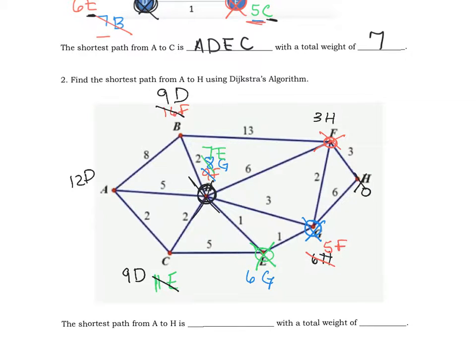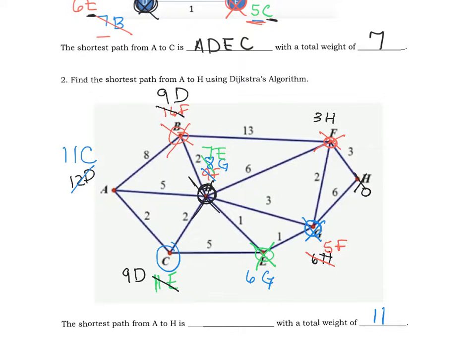D's been visited. Let's go and look at the B. 9 plus 8 is 17, which is no better than that 12. So we'll mark that as visited. Now let's look at the C. 9 plus 2 is 11, which comes from the C. And so the total weight is 11.